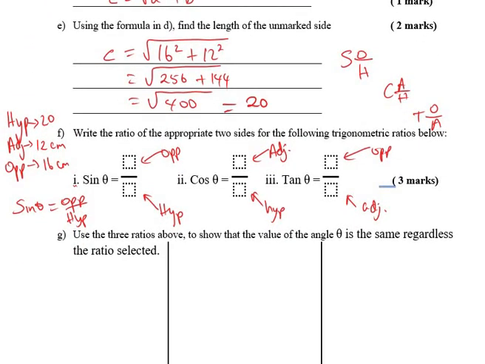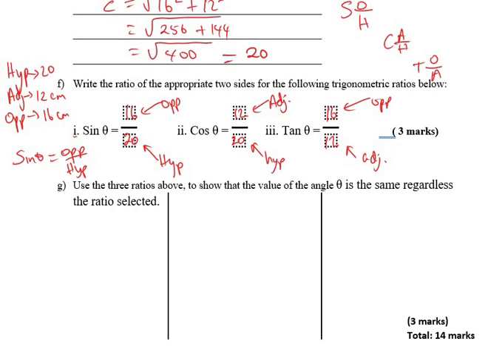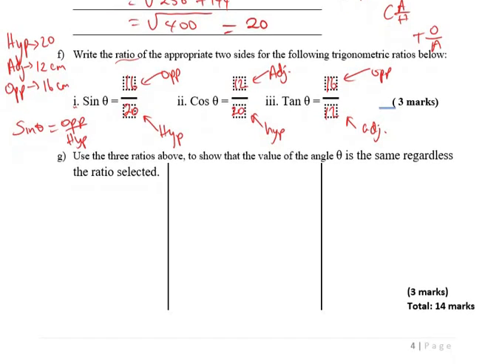The opposite is 16 over the hypotenuse, which is 20. The adjacent side is 12 over the hypotenuse, which is 20. Opposite side is 16 over the adjacent side, which is 12. And that's it. We just complete the ratios, really. Write the ratios, for example 16 over 20. We can always refer to fractions as ratios.